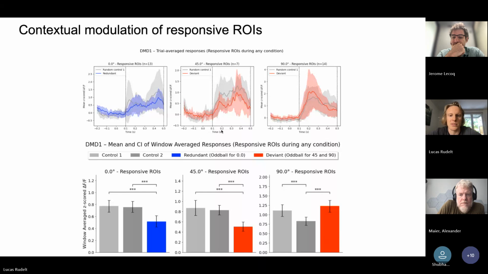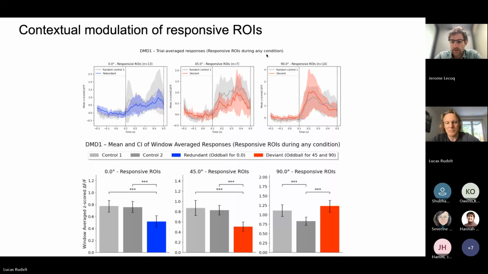Yes, that's exactly right. So this is what I'm doing here. I only include responsive ROIs that are active during any condition, and I check that per condition. So I take the baseline per condition and see if the activity is above one standard deviation of the baseline mean, and then I include that unit.